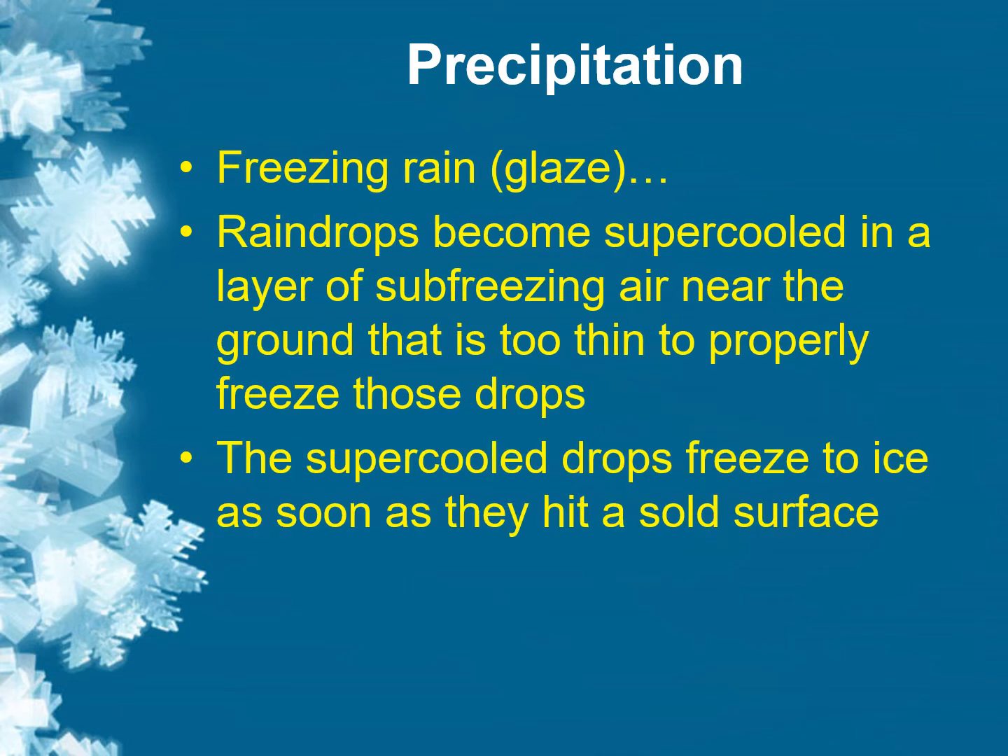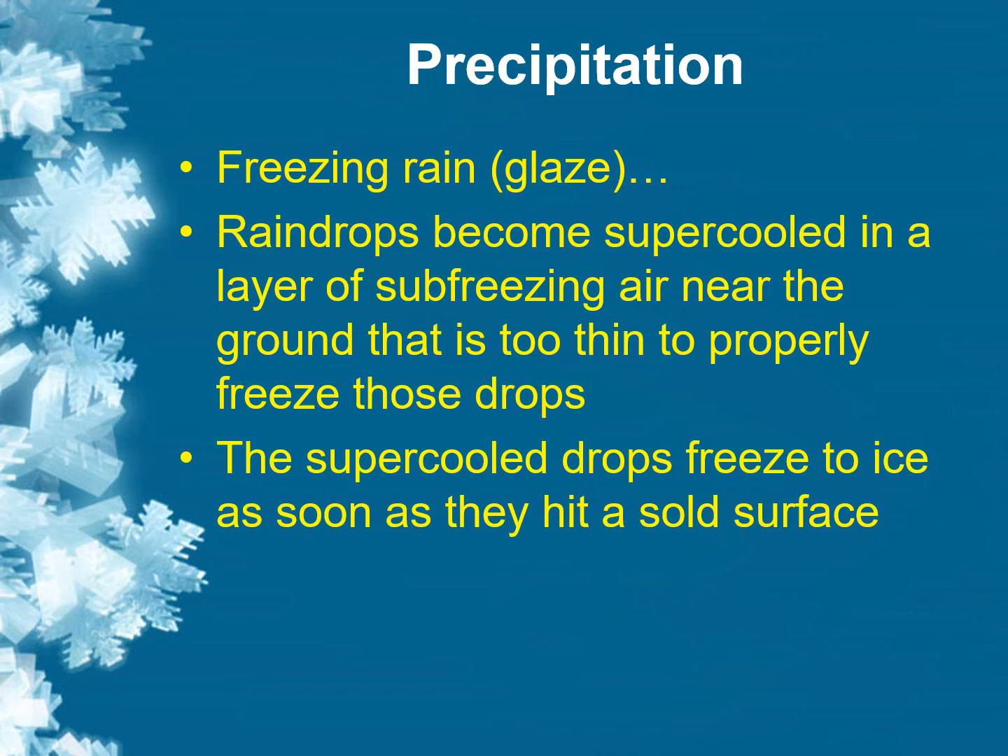Freezing rain is different from sleet. You need to know the difference. Freezing rain is also referred to as glaze. What happens here is raindrops become supercooled in a layer of below freezing air near the ground. It's too thin to properly freeze those drops.